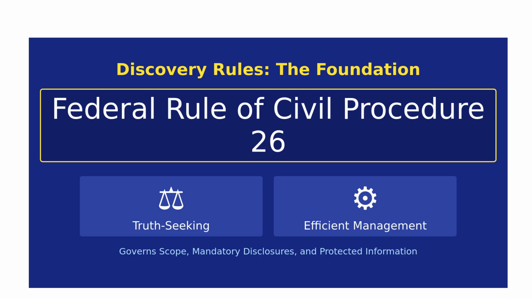Rule 26 establishes that the scope of discovery is intentionally broad, allowing parties to obtain information relevant to any non-privileged matter pertinent to any claim or defense. However, this broad reach is not unlimited. The rule immediately introduces critical boundaries, governing what information is discoverable, what must be disclosed automatically, and what information remains protected from inquiry. Understanding Rule 26 is essential, as it dictates the parameters for all subsequent discovery activities, including scope, mandatory disclosures, and the assertion of privileges.